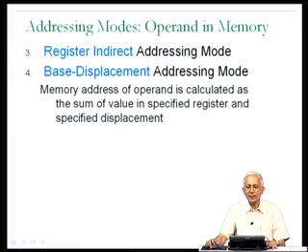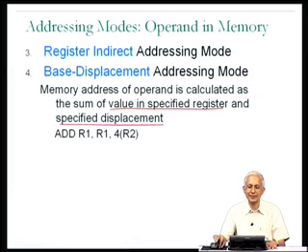Now what happens in the case of base displacement addressing mode is that the memory address of the operand has to be calculated, and it is calculated as the sum of the value in the specified register along with a specified displacement. Recall that in the case of the register indirect addressing mode, the memory address of the operand was the value in the specified register. We didn't have the additional computation of a sum with a specified displacement. That's why I said this is an extension of the register indirect addressing mode.